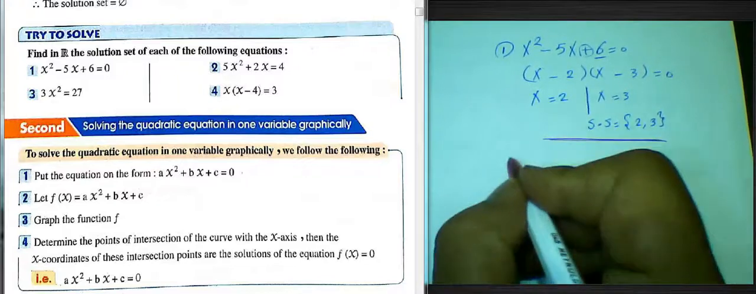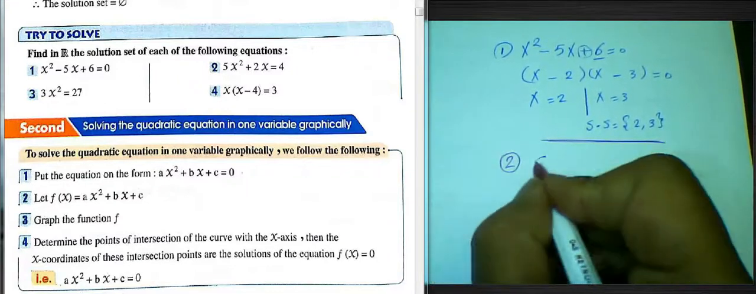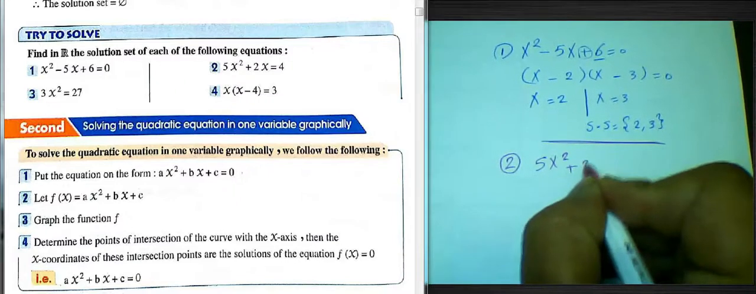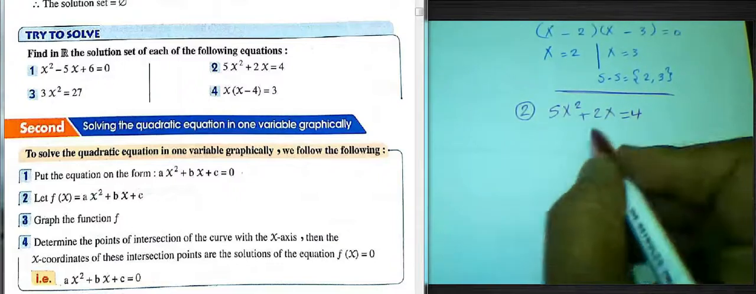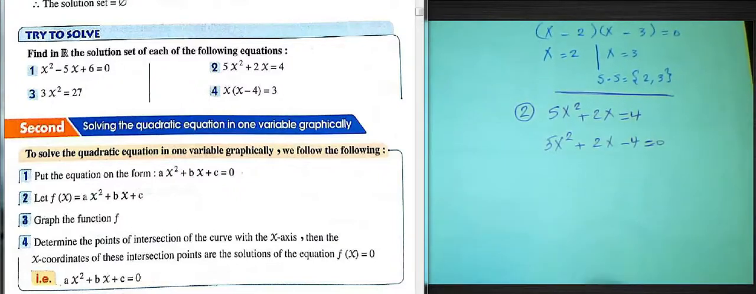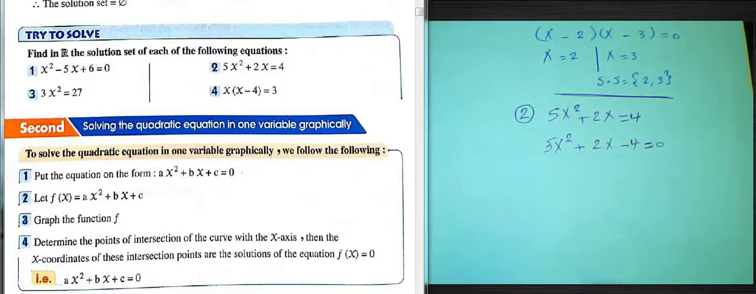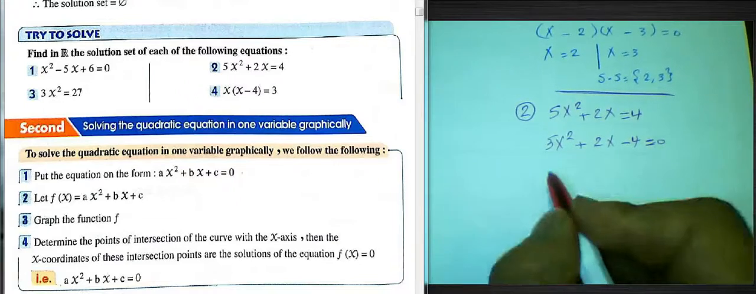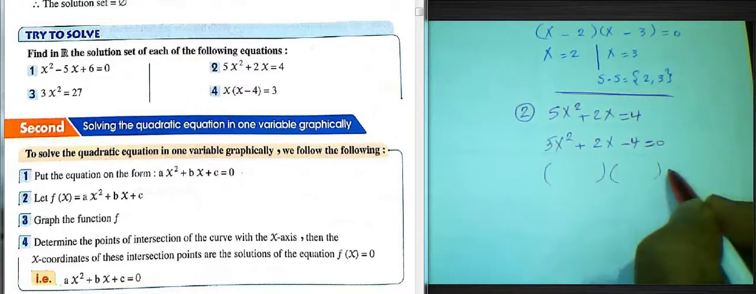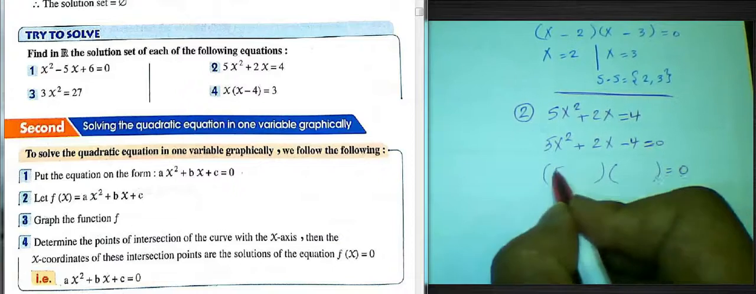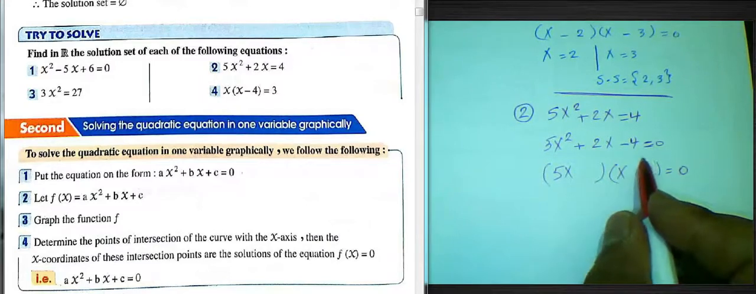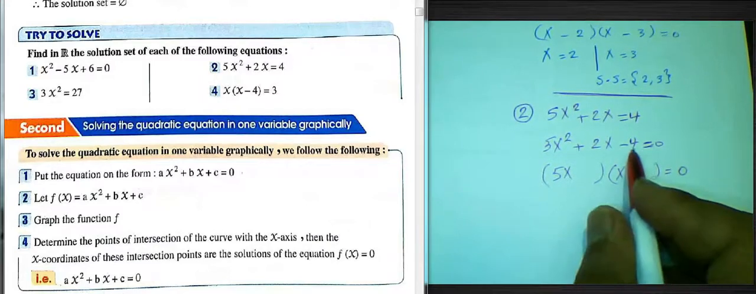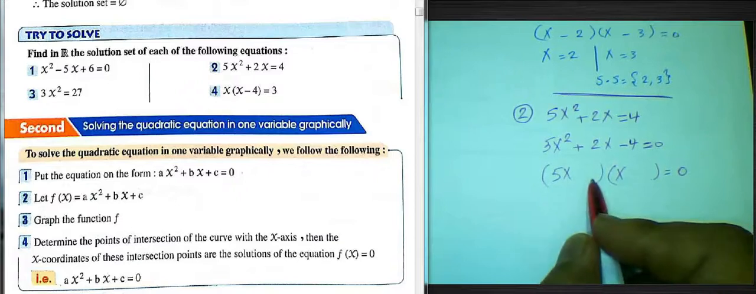Question 2, 5x power 2 plus 2x equal 4. First, we must move the 4. We can find the result by factorization or by the general formula. How can we solve it? First, write 0 here, 5x and x. 1 times 4 equals 4, or 2 times 2 equals 4.